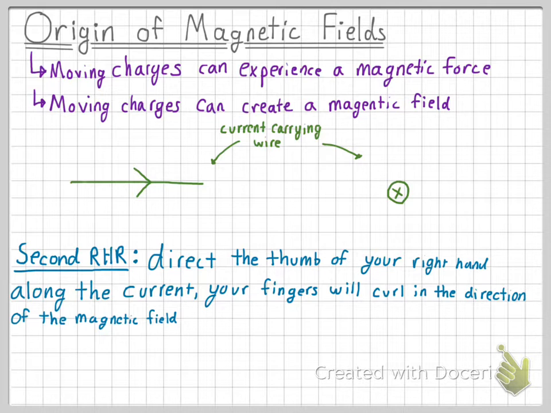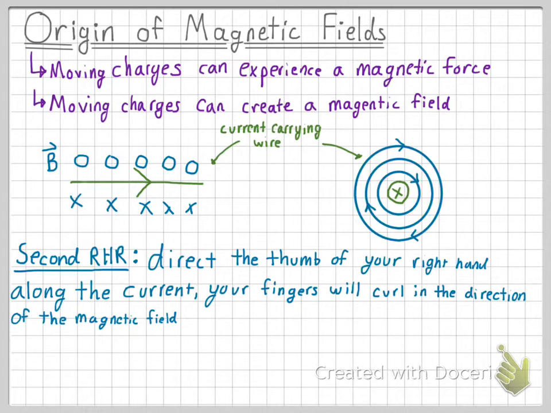If you then curl your fingers, you notice that they curl up and then back into your hand. So this means that the magnetic field comes out of the page above the wire and back into the page below the wire. Now let's do the second example on the right. The current is pointing into the page, so your thumb points into the page. Your fingers then curl clockwise around the wire, so that is the direction of the magnetic field.